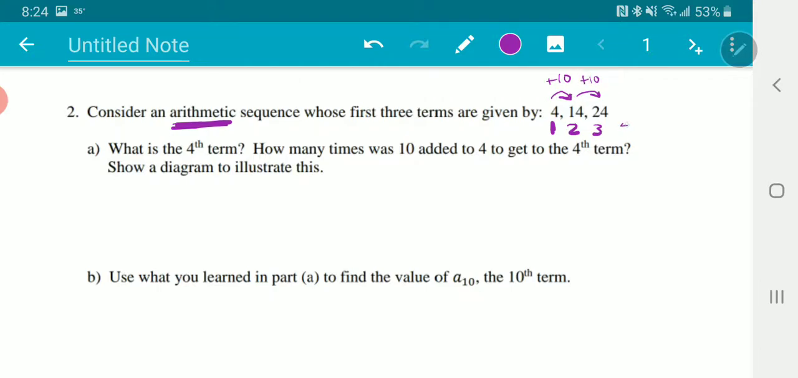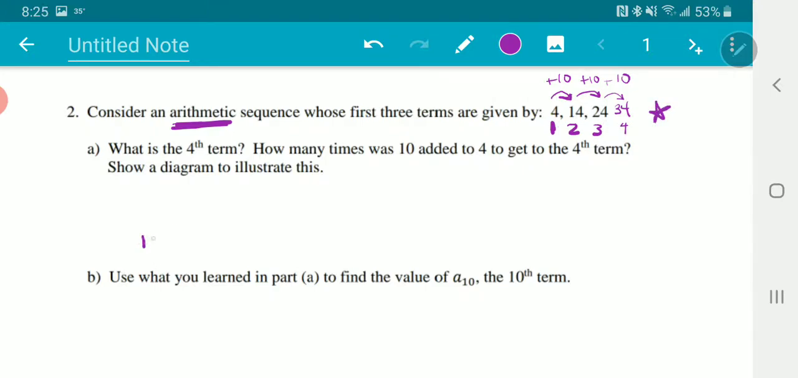So if I want to get to that fourth term in the sequence, all I have to do is just do one more plus 10, and that's going to get me 34. So for part A, all you have to do is say, hey, it's 34. And you could write this right here that I just did up here. You could do that as your diagram.